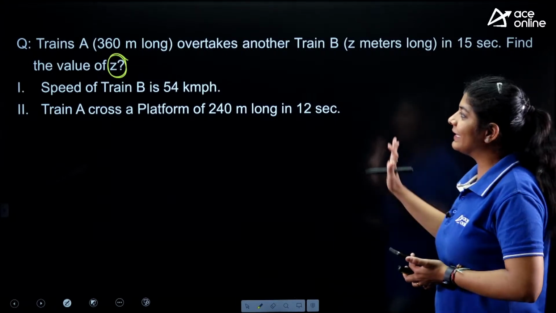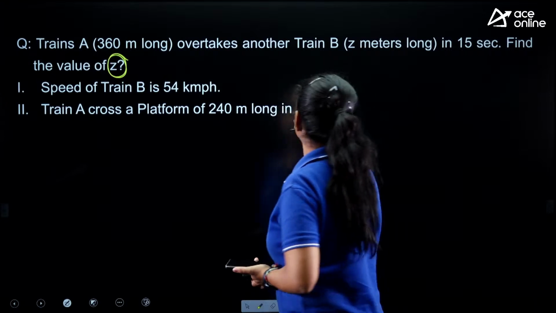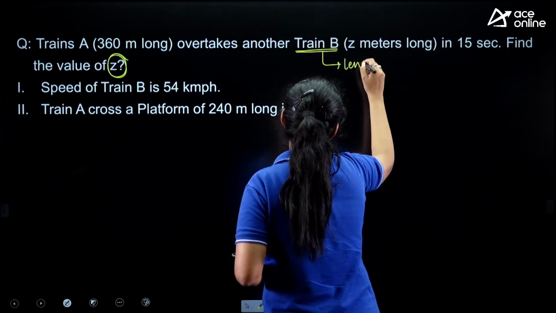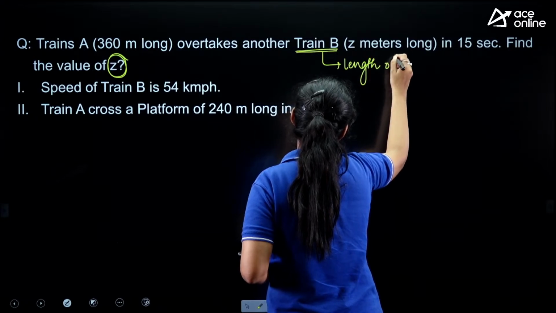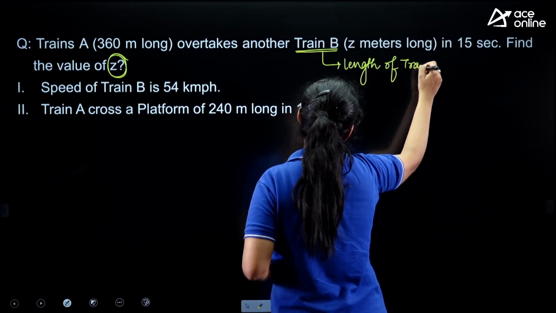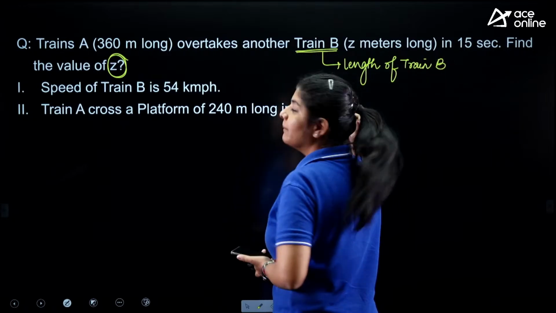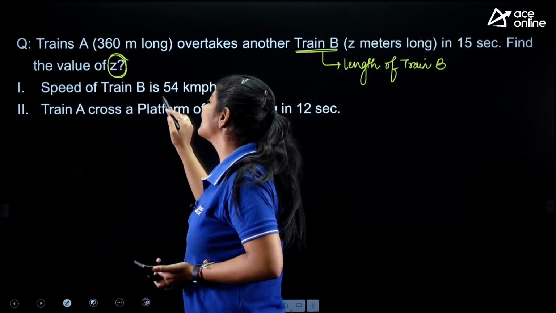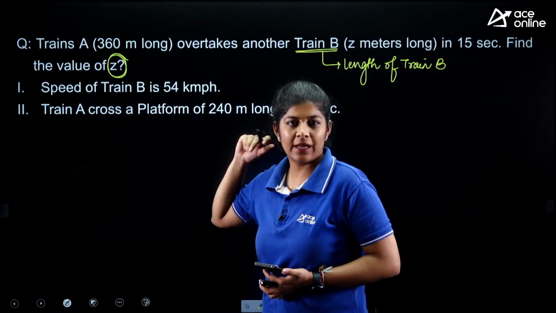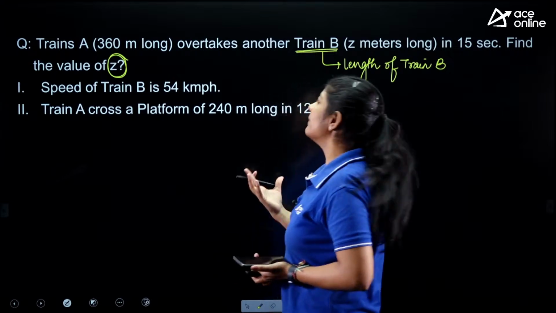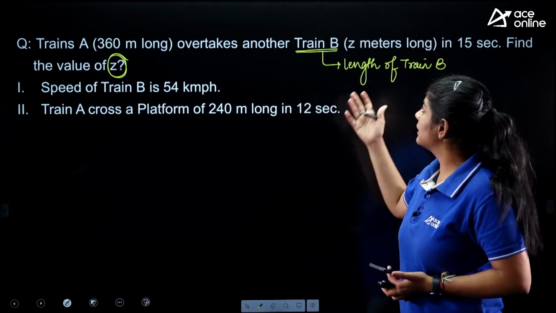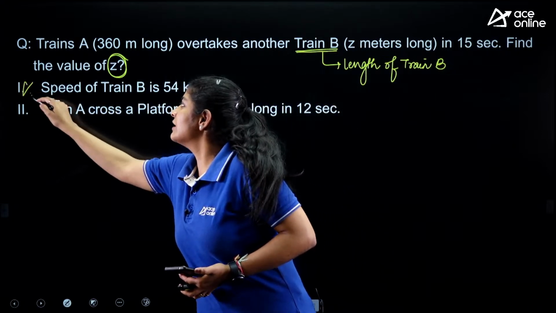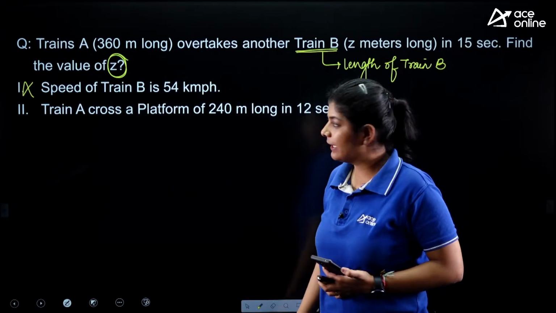Now if you see this question carefully, we have to find out the length of train B, right? Statement 1 says that the speed of train B is 54 kilometers per hour. With the help of this, can we find out the length of train B? No, we can't. So with this one, we can't answer it.